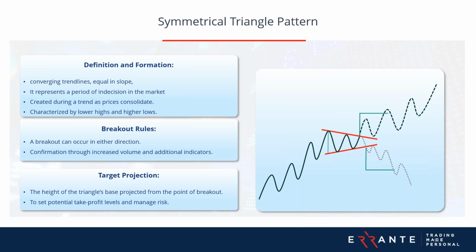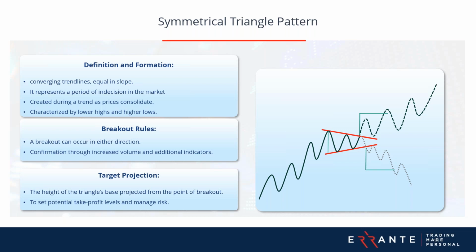So the formation of a symmetrical triangle occurs during a trend. You see, we have a prior uptrend, and this price consolidation within this symmetrical triangle pattern suggests market uncertainty, or let's say market indecision. And this is marked by the creation of lower highs and higher lows, which gradually converge to a single point, somewhere like this, for example. Okay, so the symmetrical triangle is unique in that it does not favor a bullish or bearish outcome, indicating that a breakout could occur in either direction.